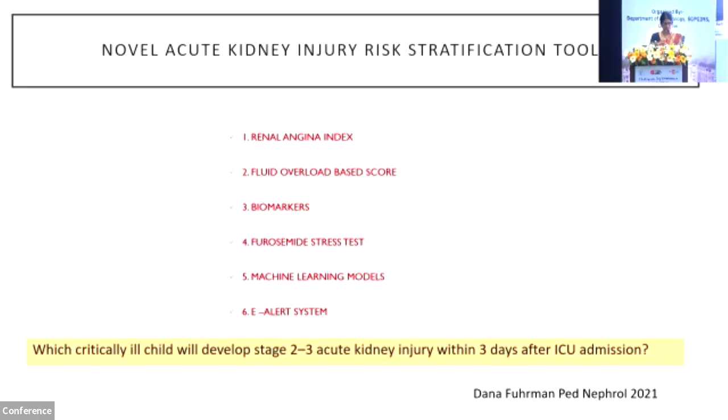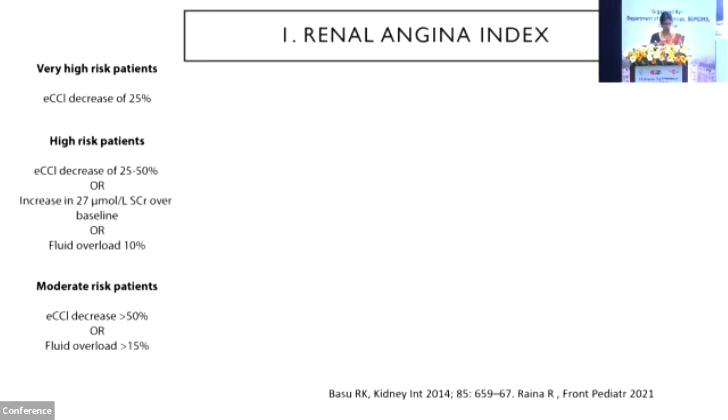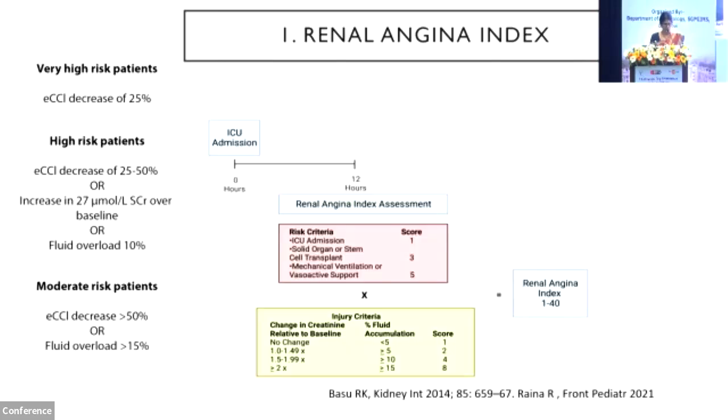Which critically ill child will develop stage 2 to 3 AKI within 3 days after ICU admission? So again, Goldstein and his team derived this index, the renal angina index, to predict subsequent AKI by identifying 3 risk groups: the high risk, the very high risk, and the moderate risk. The assessment is done within 24 hours of admission, and the risk criteria is given a score. You see the 2 boxes here, the risk criteria based on ICU admission, transplant, mechanical ventilation, or inotropic support, and another box which gives you injury criteria based on creatinine and percentage fluid accumulation.